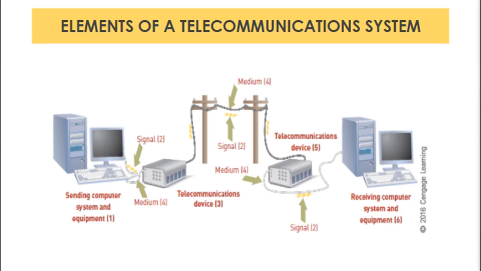An important characteristic of telecommunication is the speed at which information is being transmitted, which is measured in bits per second or BPS. Common speeds are in the range of thousands of bits per second or kbps to millions of bits per second or mbps, and even billions of bits per second or gbps.